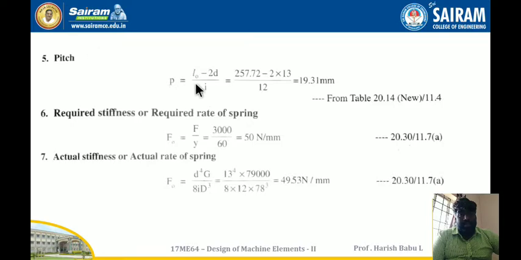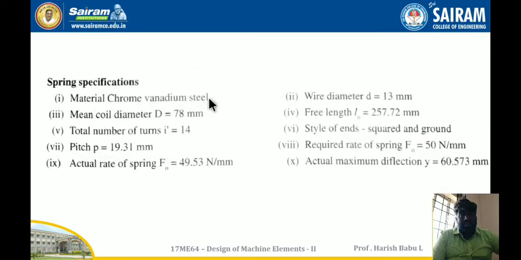Coming to pitch, p is equal to L0 minus 2d by i. So L0 value is known and 2 into d value is known, i value is known. I want to get pitch as 19.31 mm. So required stiffness or required rate of spring, that is F0 is equal to F by y. So F is given and y is known. I want to get 50 Newton per mm. The actual stiffness or actual rate of spring, F0 is equal to d to the power of 4 into G divided by 8 i D cube. So substituting all the values, I want to get that one as 49.53 Newton per mm. So what are the specifications you are going to get?